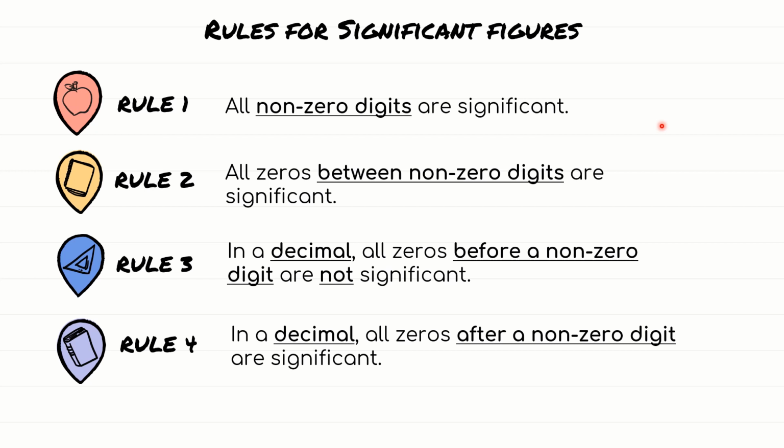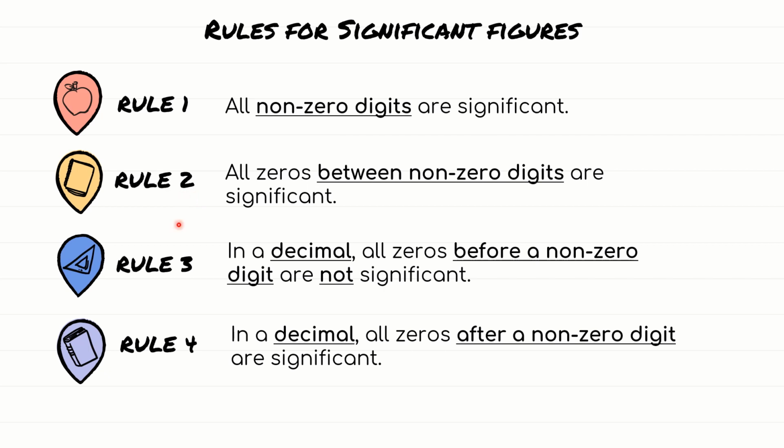In summary, these are the rules that we have covered based on the examples earlier. So the first rule is that all non-zero digits are significant. That means that if you see digits that are 1, 2, 3, all the way to 9, they will always be considered as significant and we will count them in.